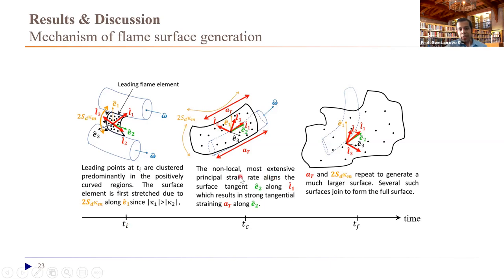Now, next, turbulence takes over, okay? So next in time, the non-local most extensive principal strain rate aligns with the surface tangent along the direction of the least curvature, but along the direction of the most principal tangential strain rate, and that results in tangential strain. And then this repeats, and different segments of the flame surface join together to constitute the complete turbulent flame surface at the final time. So this is the mechanism by which turbulence generates flame surface, and flame propagation and turbulence work hand in hand. Of course, when this is happening, turbulence is also present, and flame propagation is also present, but these are the dominant mechanisms that we have quantitatively found that lead to the generation of the flame surface.